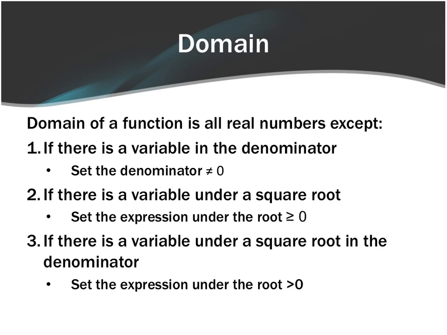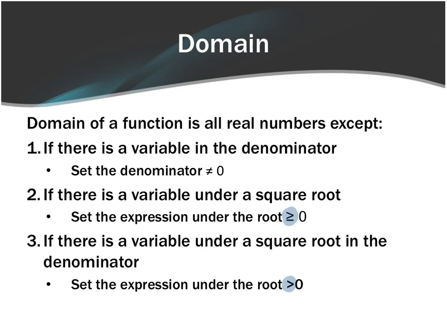The third is the combination of the two. There's a variable under a square root in the denominator, and that's the combination of the two. So you're going to take what's in the denominator underneath the root, and you're going to set it greater than 0. So notice the difference here.